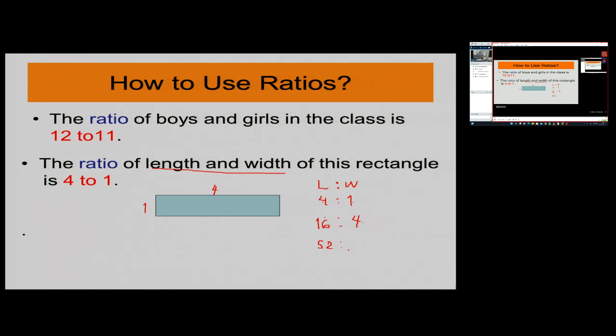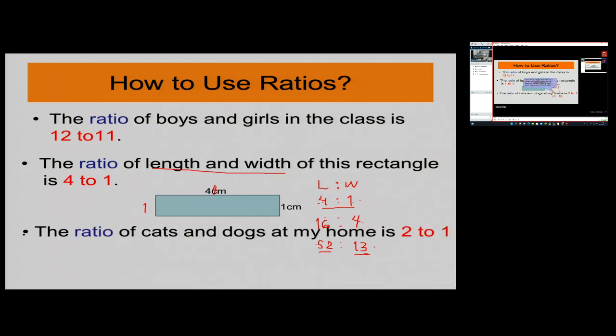13. Very good. So again, it's just like this one. Remember, if you simplify the number, it's still 4 is to 1. Now, why 13? 52 divided by 4 is 13 times 1, 13. So the ratio is like this. However you put the numbers, you will get the same ratio, equal numbers. Understand? Okay.